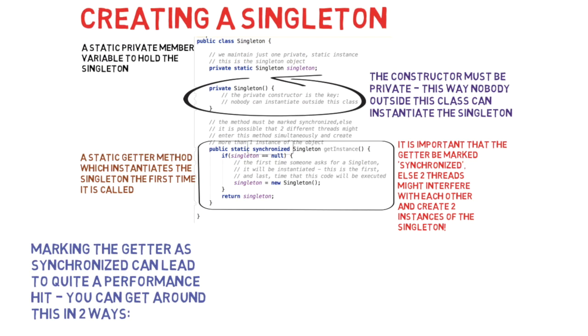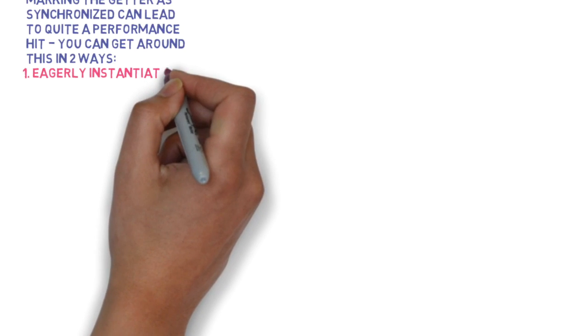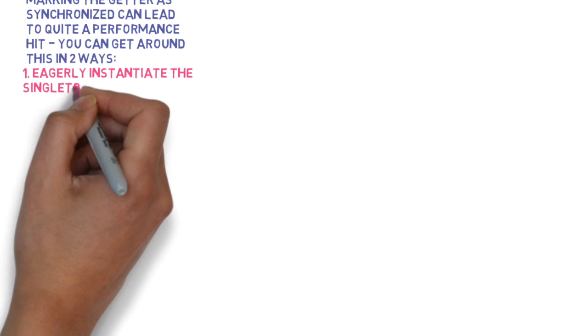This is a huge performance hit for no reason, because once the singleton has been created, you're good to go. You can just access it, and the synchronized keyword on the getter is not really needed. So how would you get around this? There are two ways. One, you'd eagerly instantiate the singleton. You just instantiate it when the class is set up, and then you don't need to synchronize the getter after that.